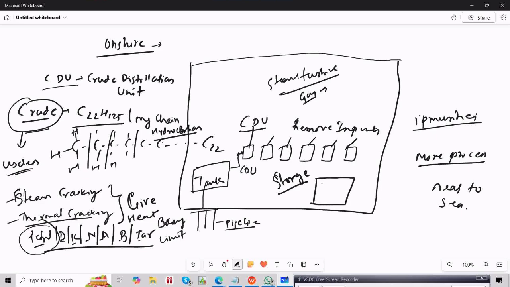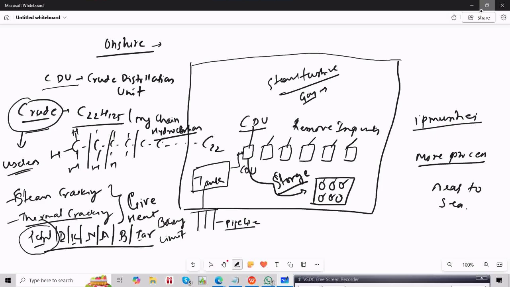Suppose you have tanks here, 1 2 3 4 5 6. One tank is for petrol, one tank is for diesel, one tank is for kerosene, naphtha, asphalt, butane, and so on. Now when you produce this petrol or diesel from this CDU unit, this petrol is still not in use. You cannot put this petrol directly into your bike.